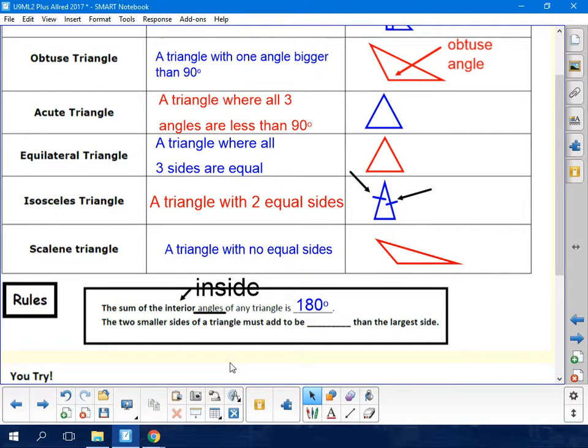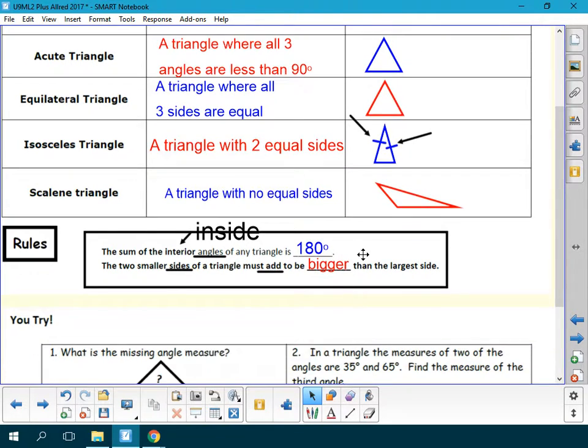Okay, there's a special rule about sides too. The two smaller sides of a triangle, when they add together, must add to be bigger than the largest side, or you cannot create a triangle if you don't have that criteria met. We'll talk about that in my station if you ask me. If you just want to trust me, you can do that. If you feel like asking me, you can certainly do that as well.